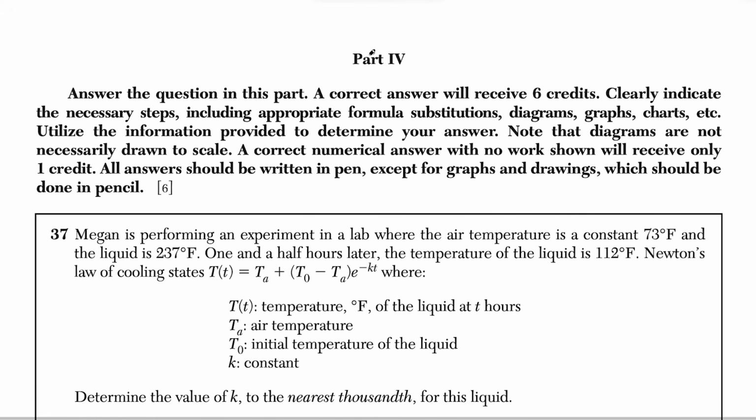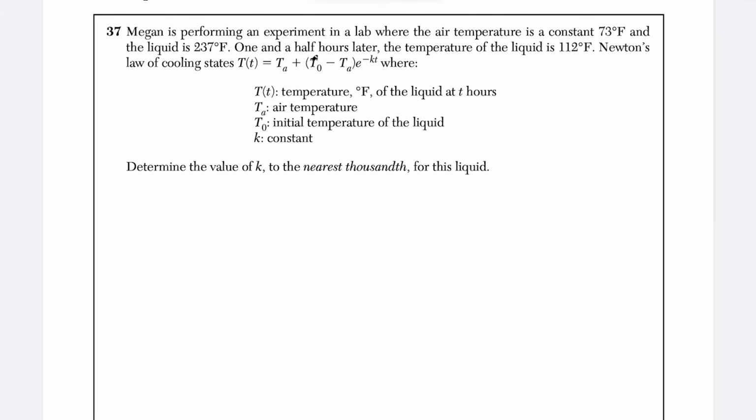So now moving on to the part 4 question, the final boss, and this question is worth 6 credits. Question 37: Megan is performing an experiment in a lab where the air temperature is a constant 73 degrees Fahrenheit and the liquid is 237 degrees Fahrenheit. 1.5 hours later, the temperature of the liquid is 112 degrees Fahrenheit. Newton's law of cooling states the following equation, and we define all the variables here. We need to determine the value of k to the nearest thousandth for this liquid.